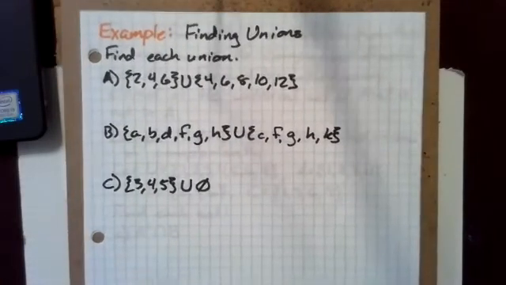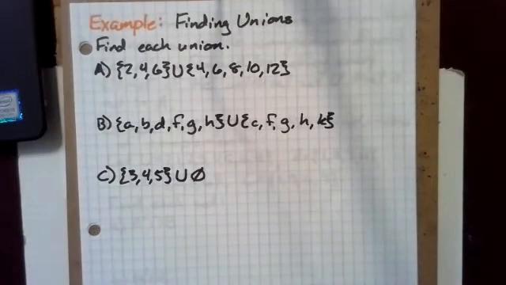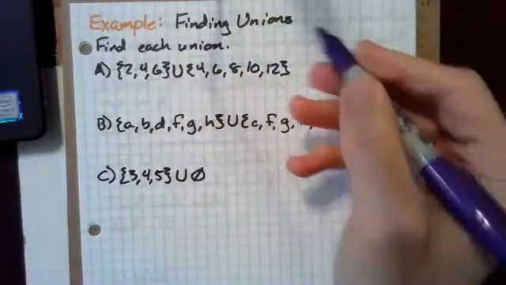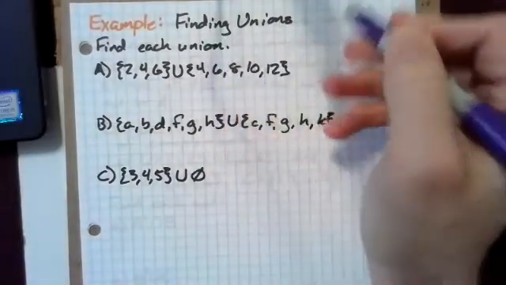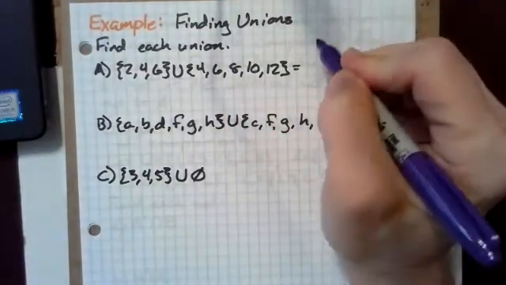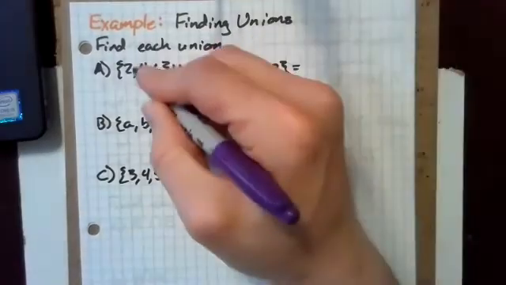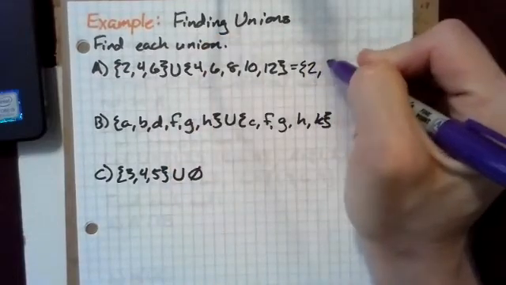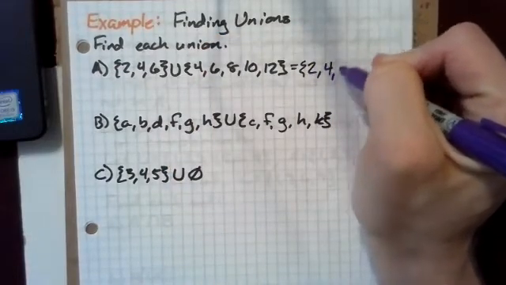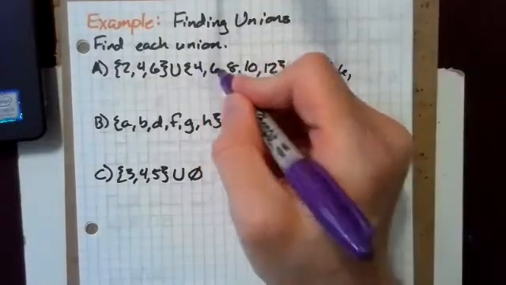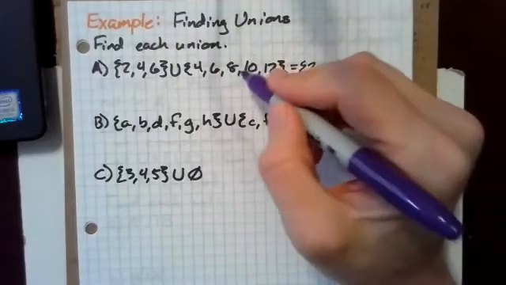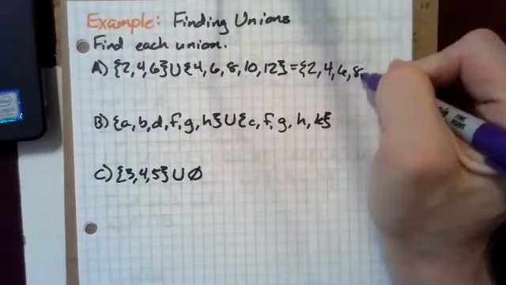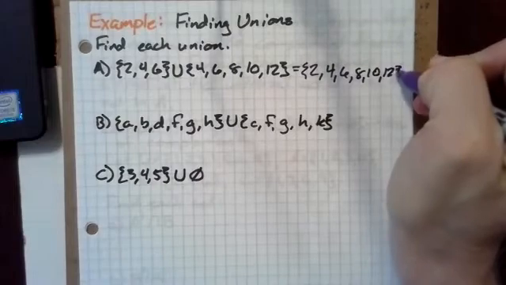Example, finding unions. We're going to find the unions of each of these sets. Our first union is the union of the set {2, 4, 6} and the set {4, 6, 8, 10, 12}. We're going to have a 2, 4, and 6 because those are all in set 1, the first of the two sets. And then we look at the second set. Well, we already have a 4 and 6, so we don't have to duplicate those, but then we also have 8, 10, 12. And there is the union.